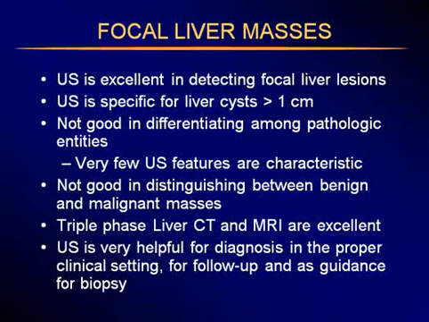Now, the last segment that I'd like to talk about in the liver is regarding liver masses. Ultrasound is excellent in detecting focal liver lesions. We're very specific for liver cysts, but liver cysts that are about 1 centimeter or more, because very tiny ones we may not be so sure about. But ultrasound is not good in differentiating among the different pathologic entities. There are very few ultrasound features outside of cysts that are characteristic of the mass itself, the pathology.